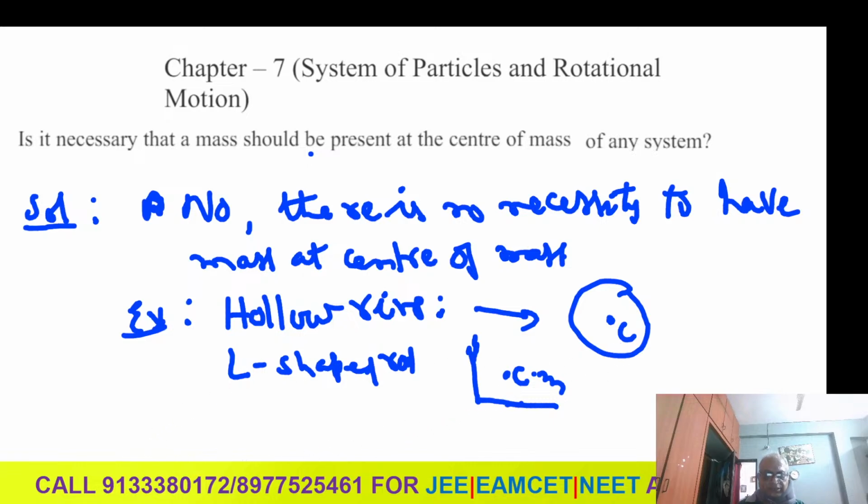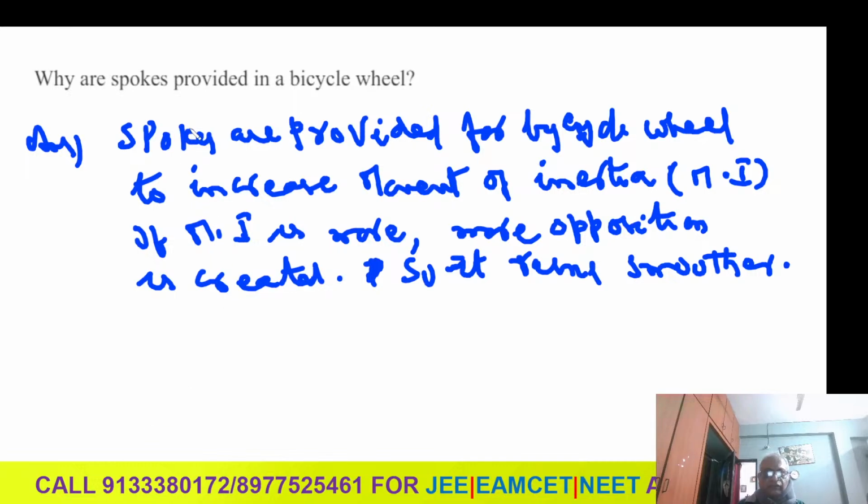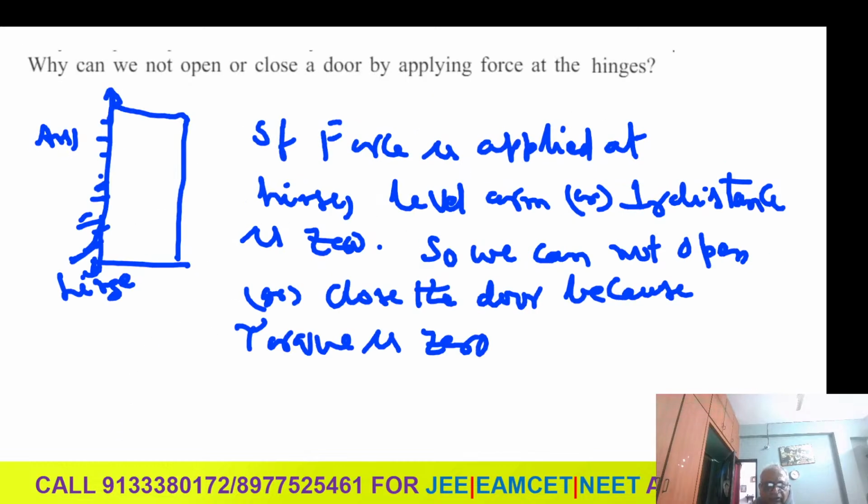Standard example is this. Next, why are spokes provided? Do you know the cycle's basic wheel spokes? The thin rods. Spokes are provided for a bicycle wheel to increase the moment of inertia. With more moment of inertia, it runs smoothly. If the spokes are not there, the wheel will not run smooth. Jerks will be given, that is dangerous. That is why spokes are provided for a bicycle wheel.